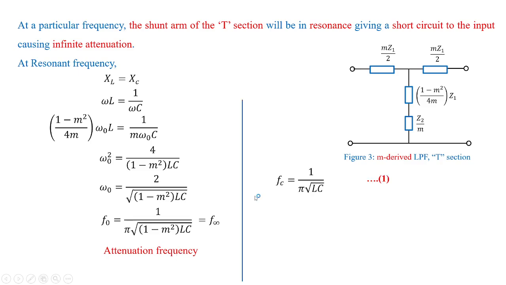What we know is that fc is equal to 1 by pi under root LC for low pass filter, right? So we substitute this equation 1 in this formula, and we are going to get the attenuation frequency formula, which is equal to fc by under root of 1 minus m square. And hence we can derive the formula for m, which is equal to under root of 1 minus (fc by f infinity, or attenuation frequency) square. So this we are treating as equation 6.